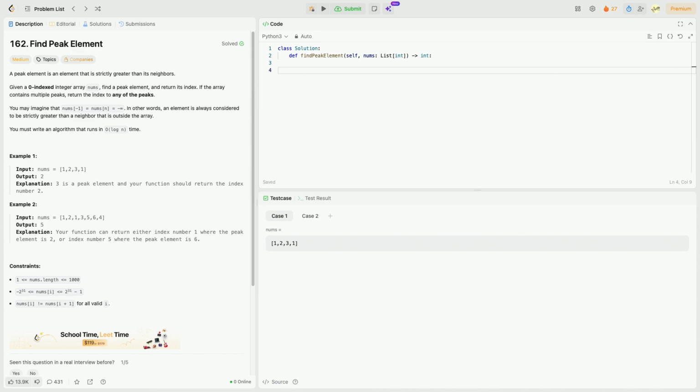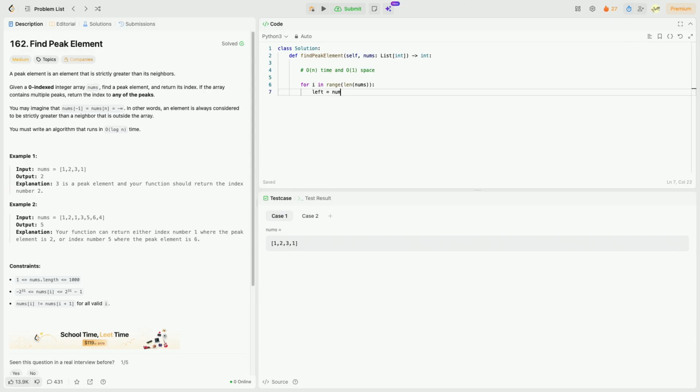I like to implement the easy solution anyways, just because we can. It gives us a little bit of extra practice. So let's just implement the one that we're not supposed to implement. O(n) time and O(1) space, and we'll do exactly what I just said. For i in range length nums.